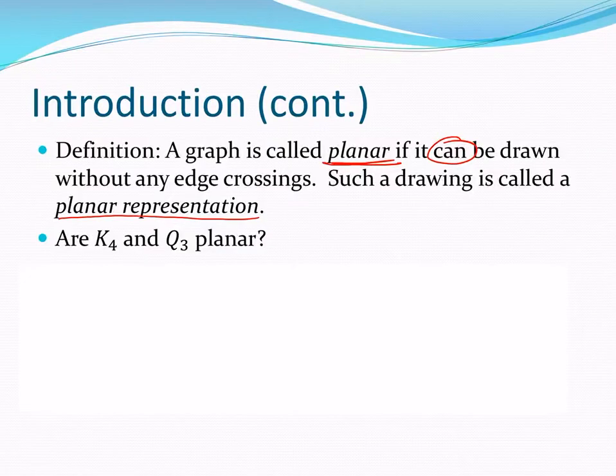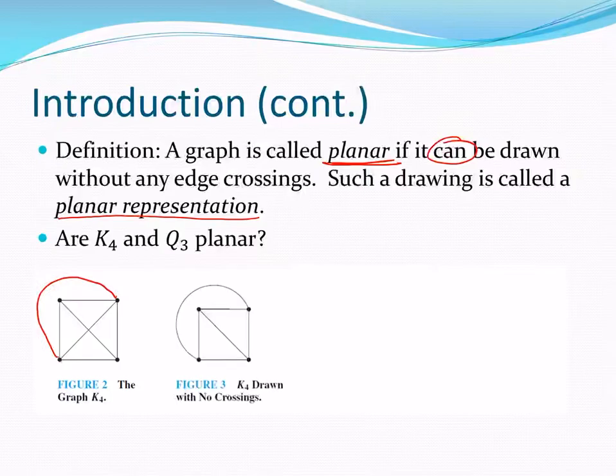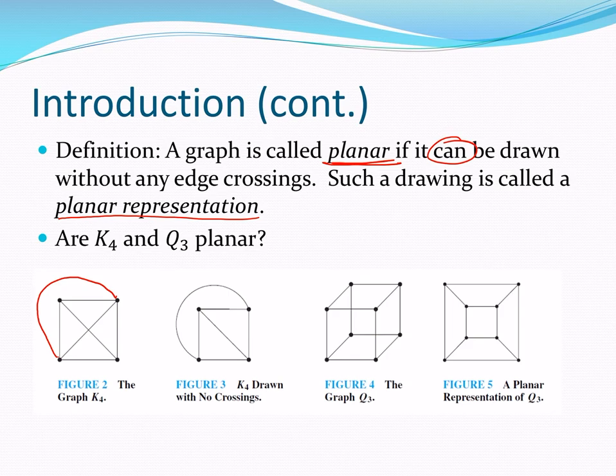So are K4 and Q3 planar? Here's K4. Can I draw that without the edge crossing? Sure, I can take one of those interior edges and move it to the outside like that to get K4 with no crossings. How about Q3? Here's Q3. I see 2 crossings. Is there a way to represent that with no crossings? Well, if you imagine yourself looking down into a box from an open lid, you might see that, and there's a representation of Q3 with no edge crossings.